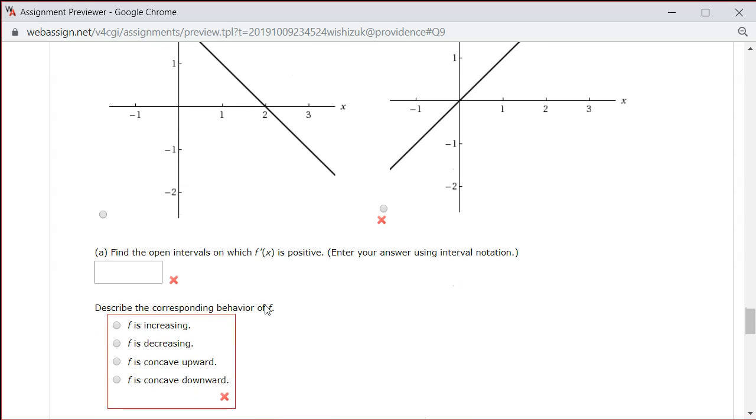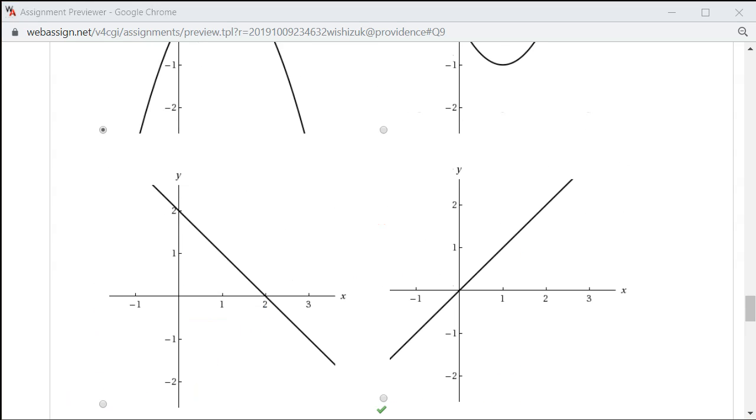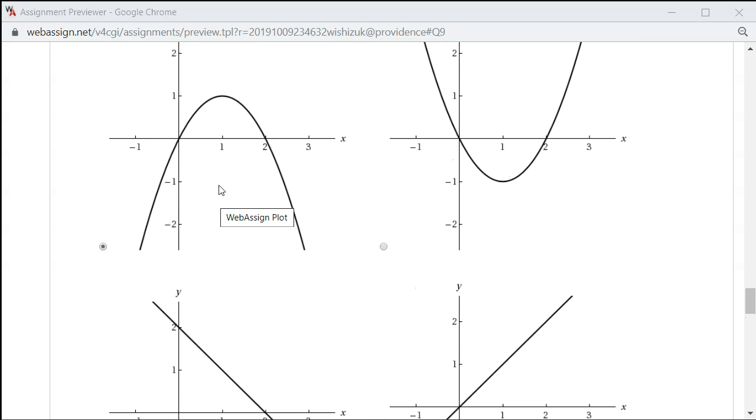Alright, let's go ahead and check the answer. I came back and it looks like we have the correct picture. So this is the graph of f prime.